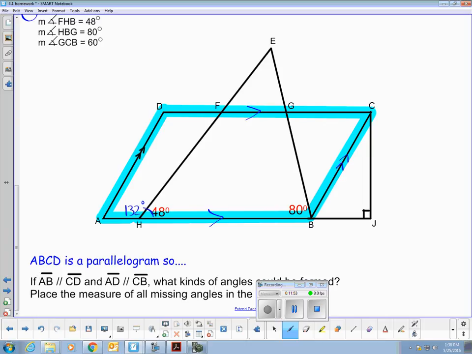We have some alternate interior angles. This angle that's 48 degrees is alternate interior to this angle, which is also 48 degrees. And therefore, the supplement of that is 132 degrees. This angle right here, that's 80 degrees, is alternate interior to this angle here, which is also 80 degrees. And therefore, the supplement is 100 degrees.